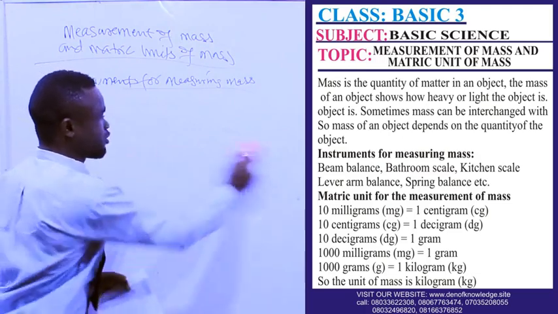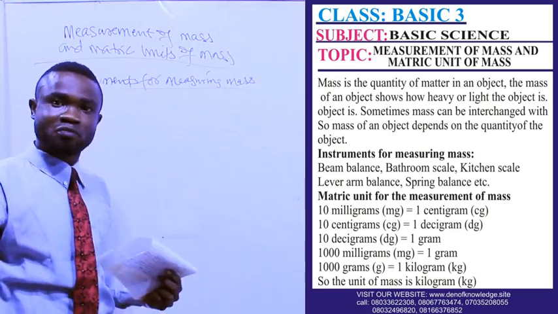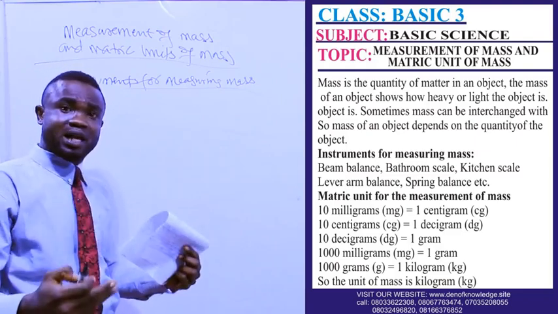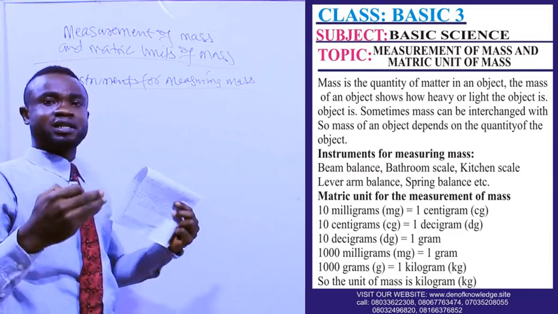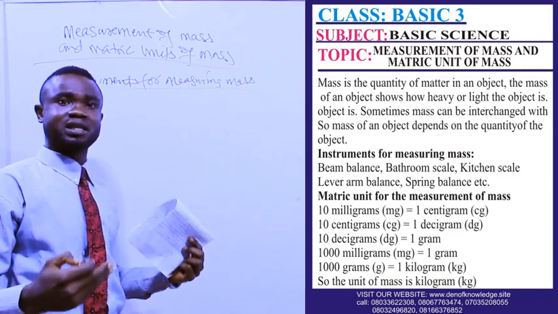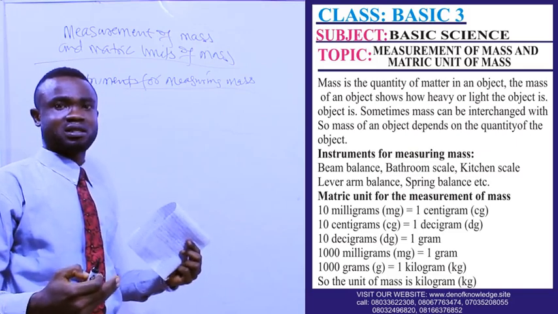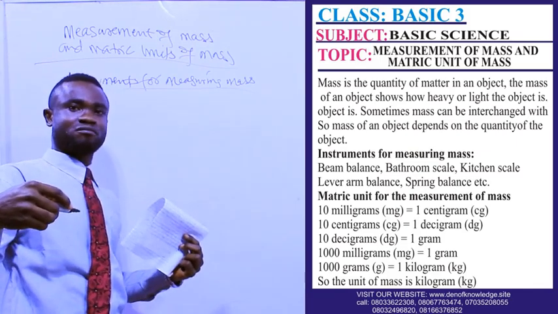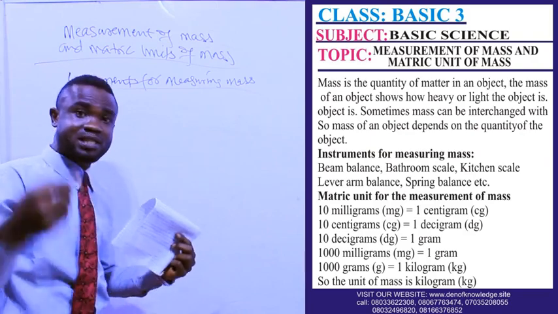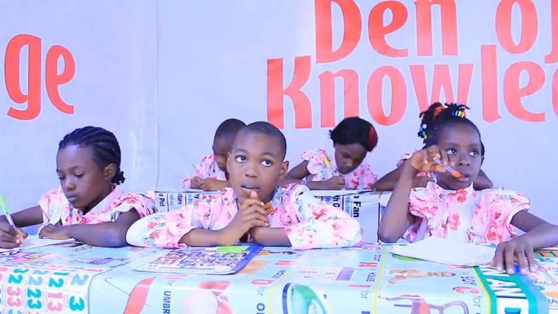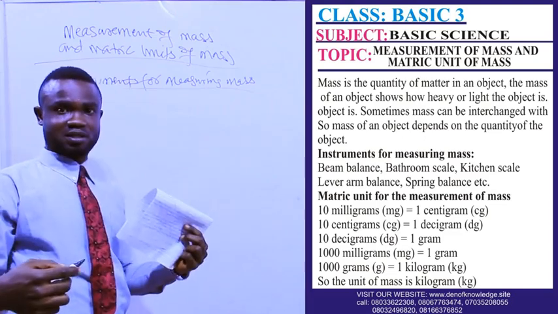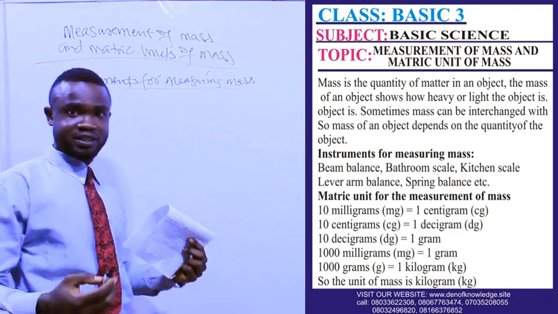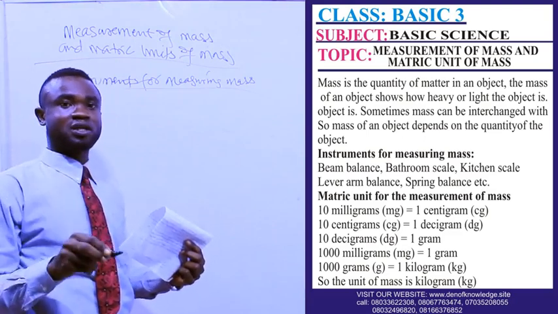Now, in respect to measurement procedure, we're dealing with millimeters, centimeters, decimeters, meters, kilometers, grams. But in terms of mass, the basic thing there is grams, kilograms. Here is the metric system for measuring mass.